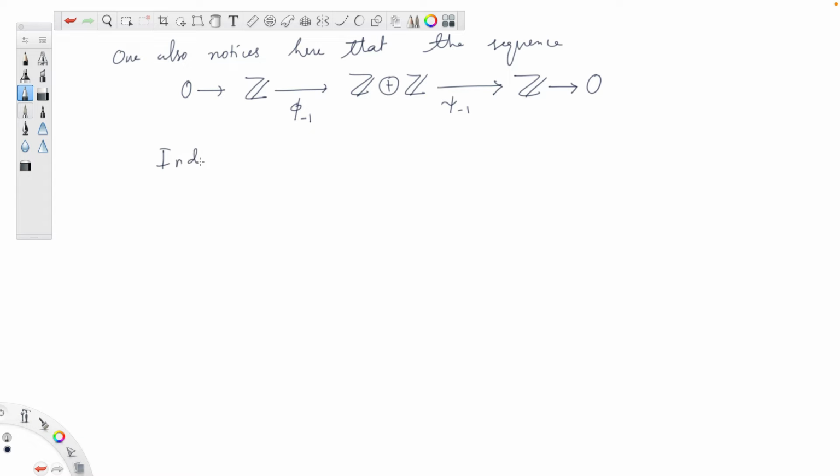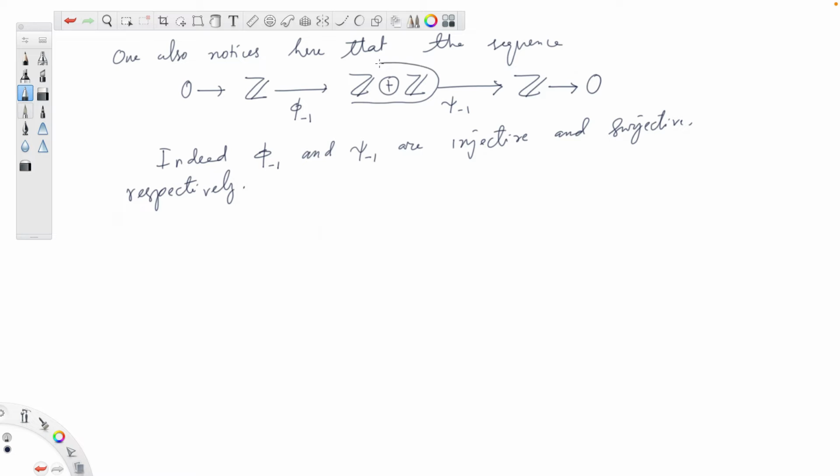Indeed, phi minus 1 is injective and psi minus 1 is surjective. This follows from their definitions. Indeed, phi minus 1 and psi minus 1 are injective and surjective respectively. Okay, and how do you prove the exactness at this site?